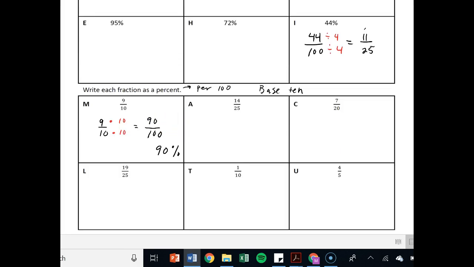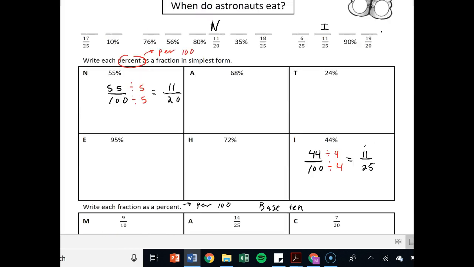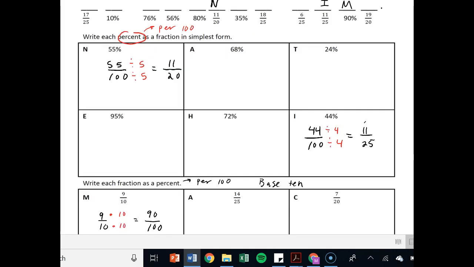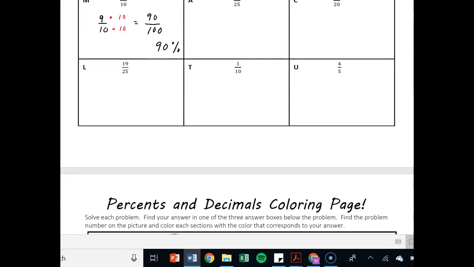So that's M, so I'm going to look for 90% up top. I see 90% right here, and so I put M right there. All right. Let's do one more.